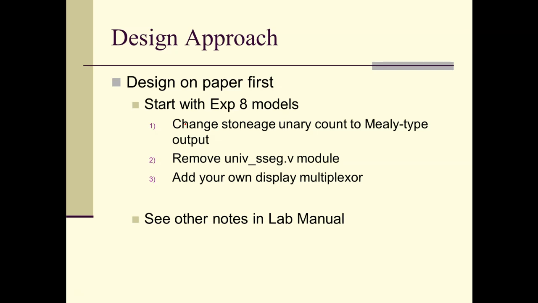Start with experiment 8. The first thing I would do is change out the Moore type outputs for the Stone Age unary count and make them a Mealy type output. The second thing I would do is take that display multiplexer out, which was the module we provided for the previous experiment, and design your own display multiplexer. Keep in mind, it's only a 2-digit display multiplexer. And by all means, check the lab manual out for other interesting details.